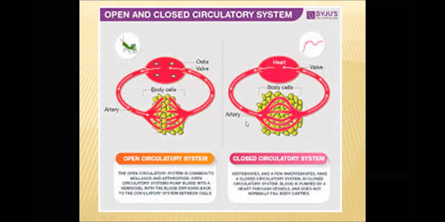So if we carefully dissect the body of a closed circulatory system animal, we can never find blood. Why? Because blood is completely circulating in the blood vessels only. But usually we see that whenever we have a cut on our skin, we will find blood oozing out from the wound. So why is it happening?